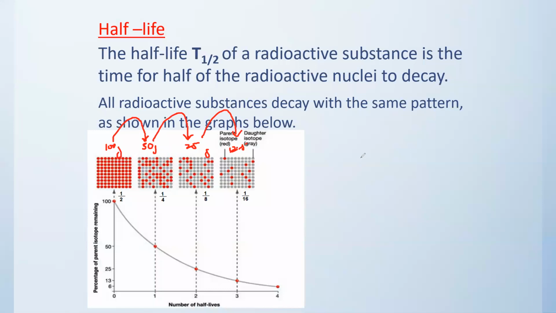And the activity will also decrease. For example, the original activity is A. After one half-life, it will be A by 2. After another half-life, it will be A by 4. After another half-life, A by 8. After another half-life, A by 16. So after every half-life, the activity, or capability of the radioactive sample to emit radiation, will become half.